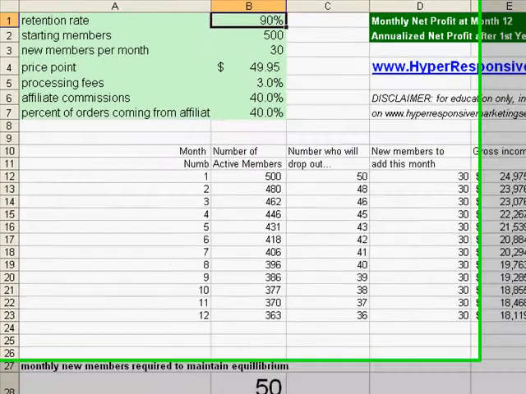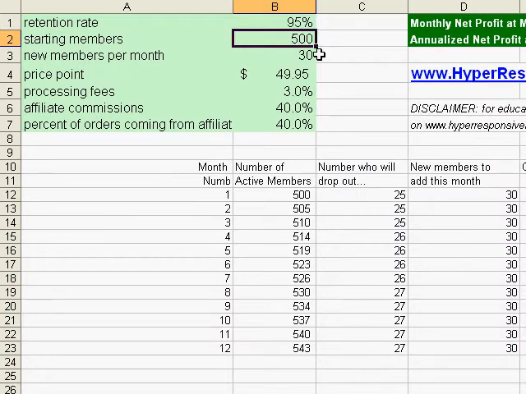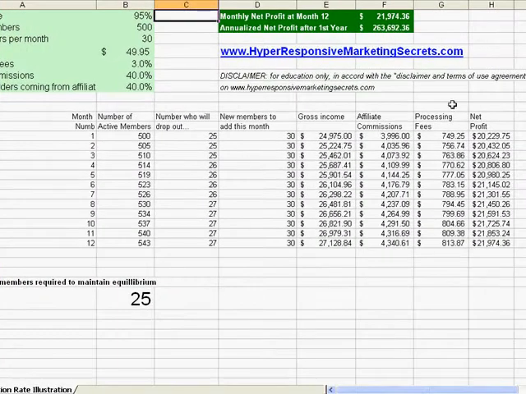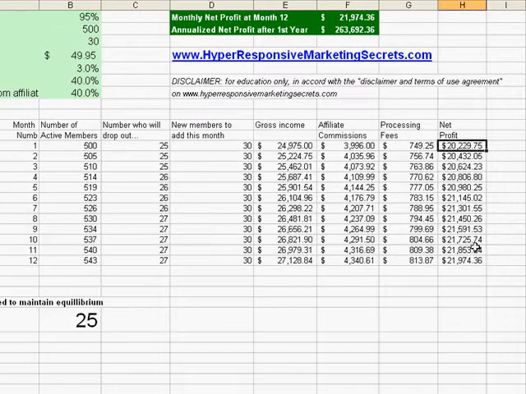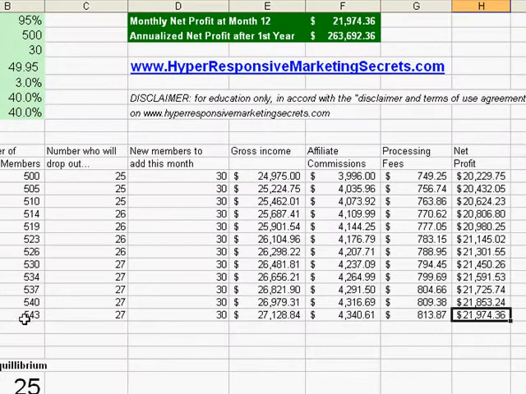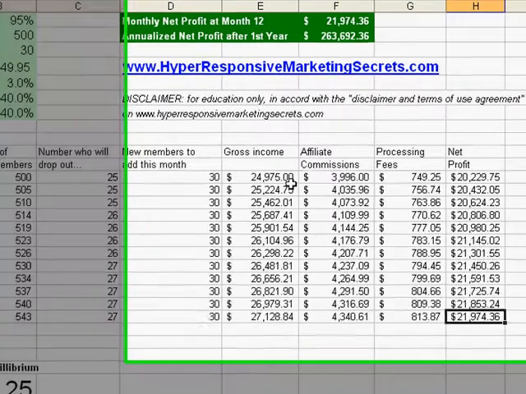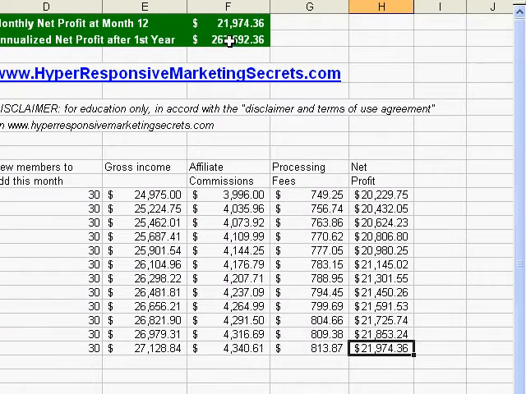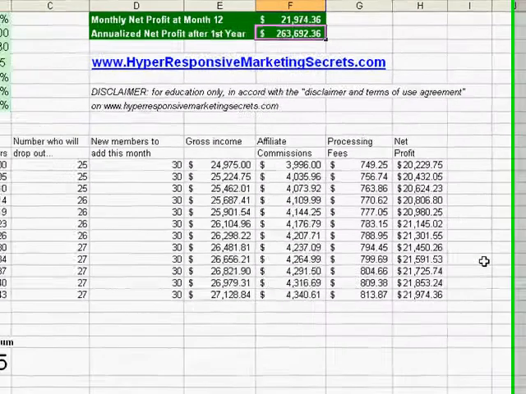Actually, let's bring this back to 95% again, which is about where I am with the Hyper Responsive Club, by the way, though we have more members. At 95%, you'll see that at the end of the first year, we're making a little more than we started with, because, assuming we attract one person per day, between the people that come in and the people that drop out, we're actually accumulating new members. We wind up making $22,000 a month at the end of the year, just naturally, without running any aggressive promotions, and about $250,000 of profit per year.